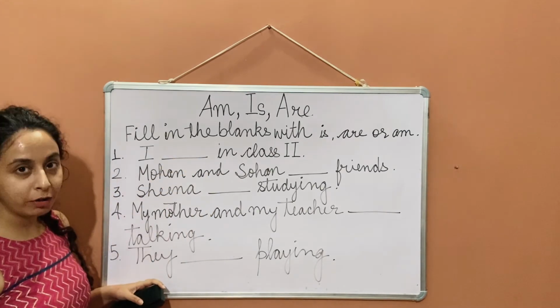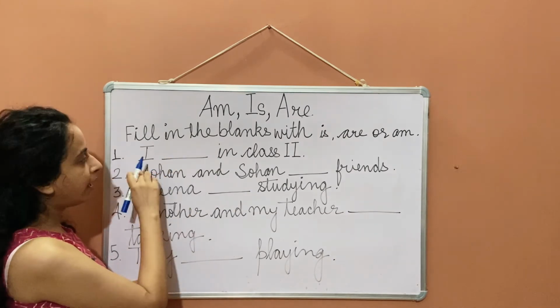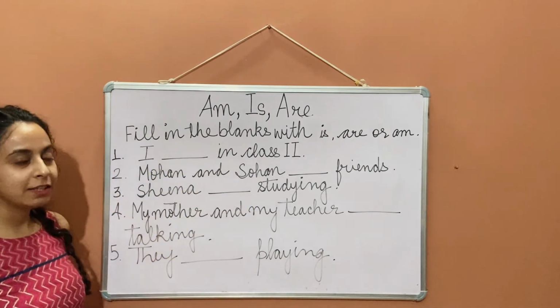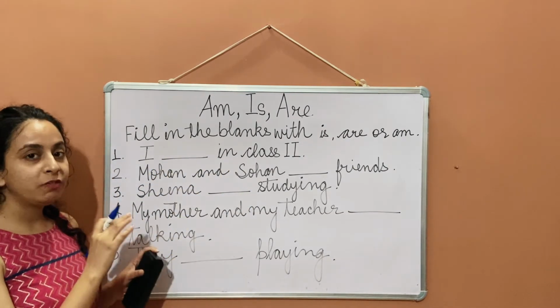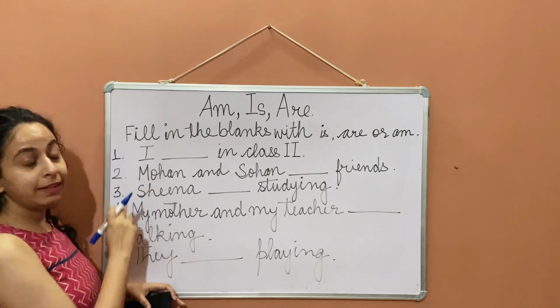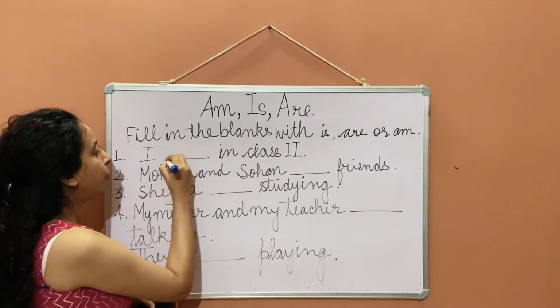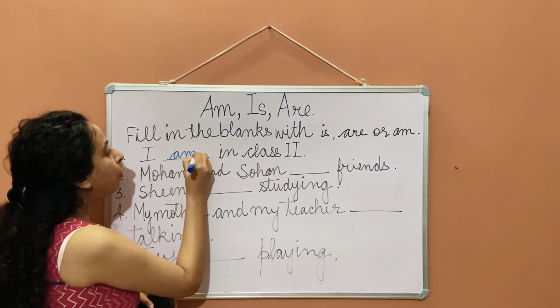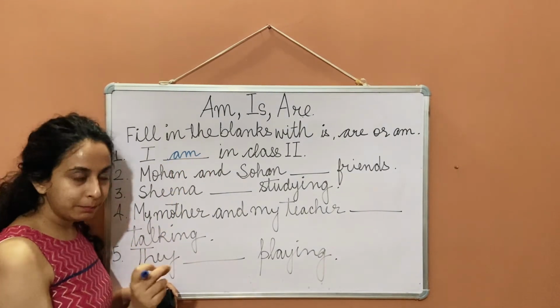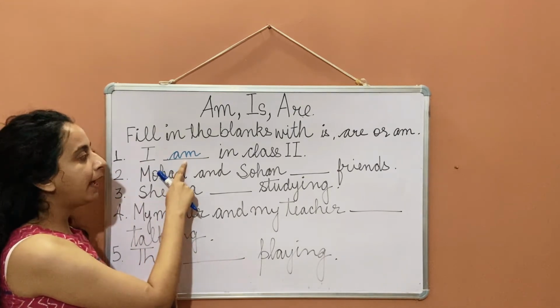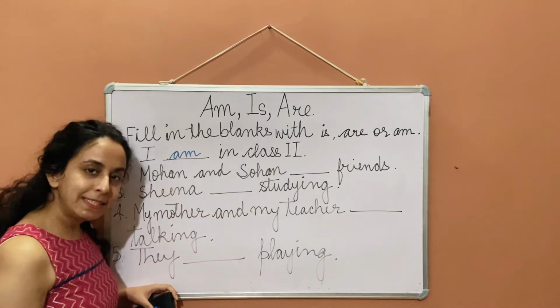No, that would be wrong. Can I write here are? I are in class second? No. So what we have just studied, that I is best friends with am. So with I, we always use am. So we will write here, I am in class second.